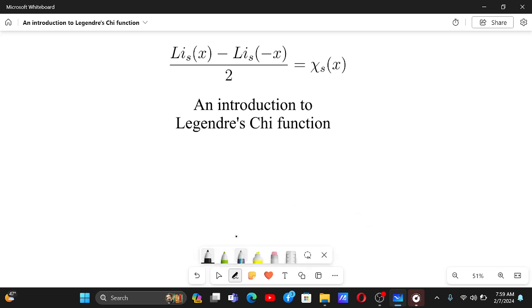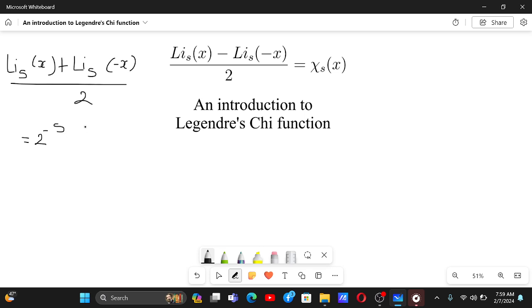An introduction to Legendre's chi function. In my previous video I talked about the reflection formula of the polylogarithm function, which was something like this: the difference over 2 equals 2 to the power minus s times Legendre's chi function of x squared. Now in this video, I want to talk about a similar formula but with a negative sign over here, and this is in fact the definition of Legendre's chi function as well.